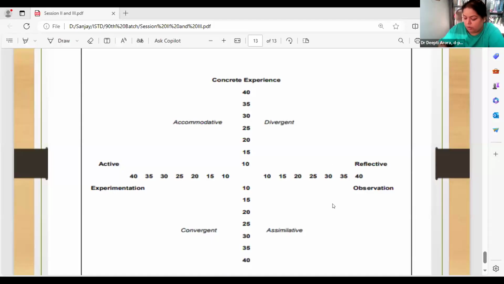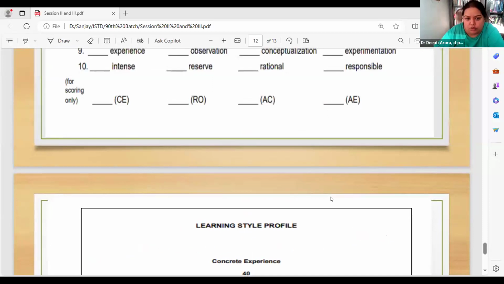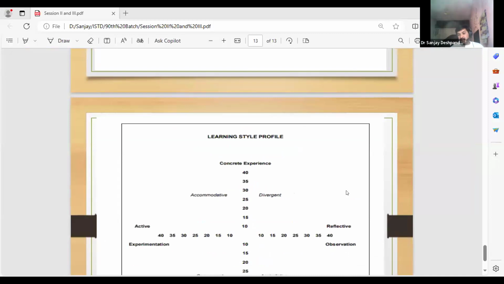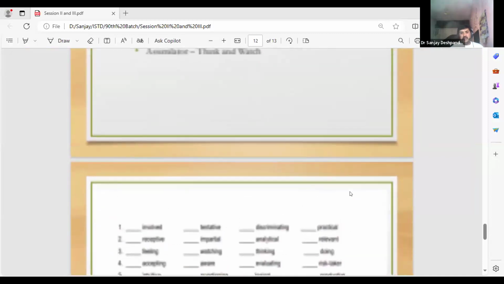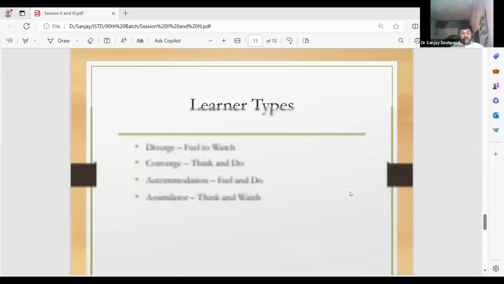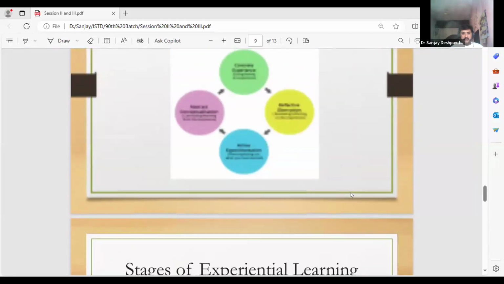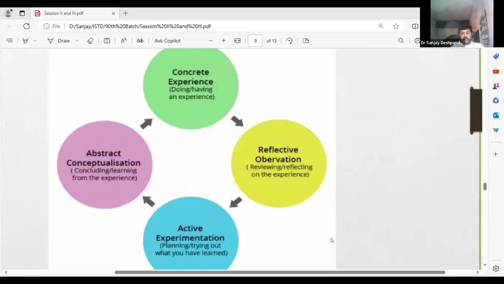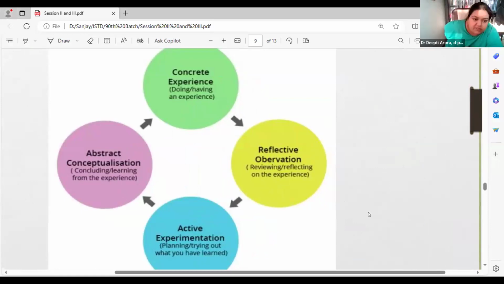You're talking about the columns, as in AC, RO, CE, right? Or not about the four quadrants that were shown? These quadrants are reflective of the styles. Okay, just look at this now. Concrete experience. What is your C score? Just check your C score. 27. All of you. Okay, 21.